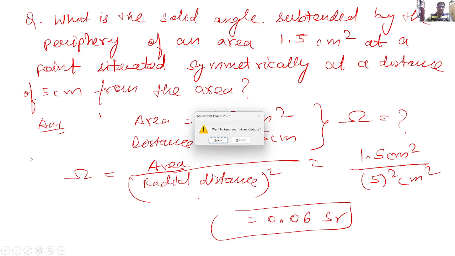Let us take another example, a very valid or relevant example for this course.